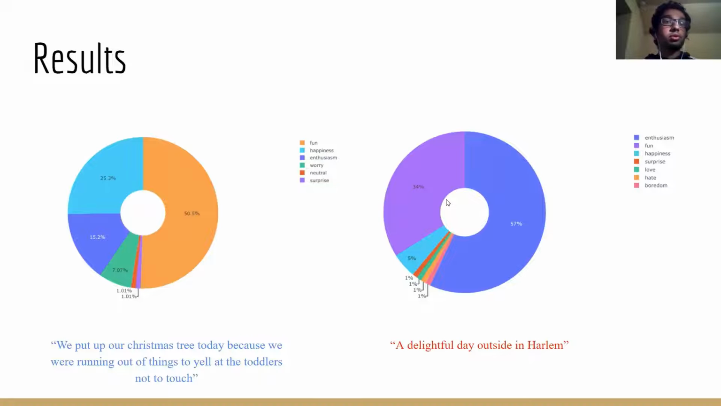Here are some of our results. Given the tweet, "We put our Christmas tree up today because we were running out of things to yell at the toddlers not to touch," our analysis model gave us that it was 50% fun and 25% happy. Another one is "A delightful day outside in Harlem." It was able to analyze that as 57% enthusiasm and 34% fun. From this, we can see that it is pretty accurate given the sentiments that we had, but it could be more accurate if we had more detailed sentiments.